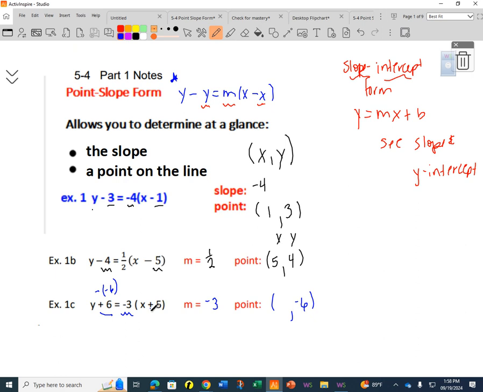Same way with this one. If this is plus 5, that means it had to be minus a negative 5. So our x coordinate is negative 5.